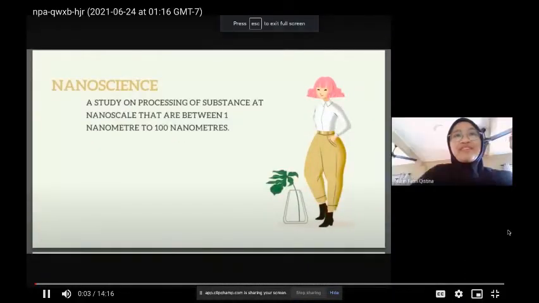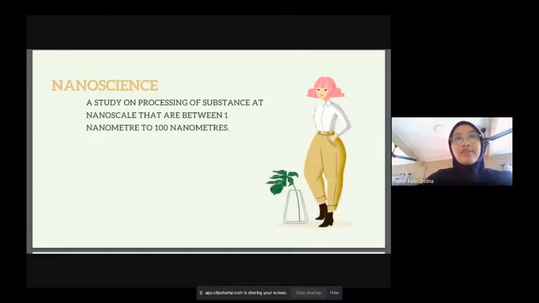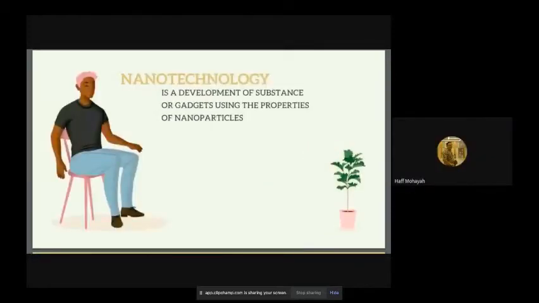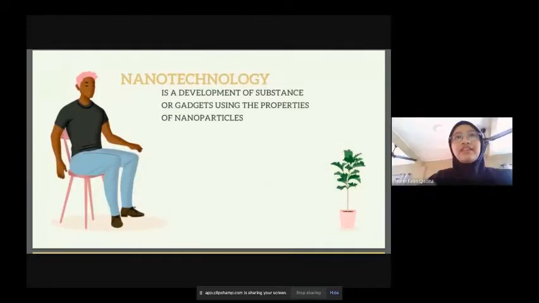The study on processing of substance at nanoscale, that is between 1 nanometer to 100 nanometers. So nanoscale is very, very small, and an example of substance is graphene. So graphene, so we will proceed to nanotechnology.